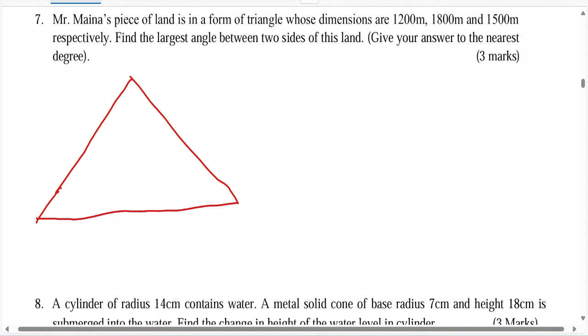So let's assume this one to be maybe this one 1,500 meters. Find the largest angle between two sides of this land. Give your answer to the nearest degree. Also, let's assume this to be 1,200 and this one 1,800 meters. Again, sasa sitaki kupata ma meters kwa sababu hizi zeros. Okay, so let's change it into kilometers. So we divide each one by 1,000. It gives us 1.5 kilometers. The other one gives us 1.8 kilometers, and the other one gives us 1.2 kilometers.